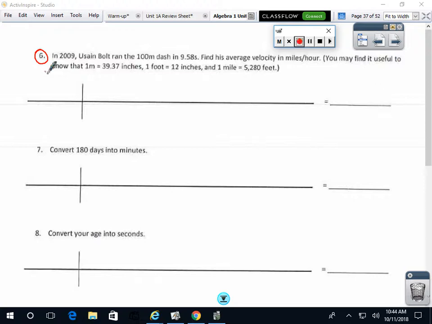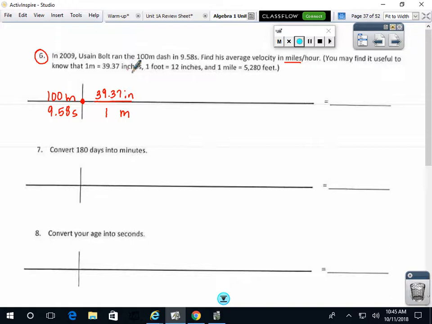You may find it useful to know that 1 meter is 39.37 inches, 1 foot is 12 inches, and 1 mile is 5,280 feet. Okay, he ran 100 meters, and that was done in 9.58 seconds. Since meters is in the top, I put meters in the bottom, and I'm trying to get it to miles. So I start looking up here first, and they tell me that 1 meter is 39.37 inches.